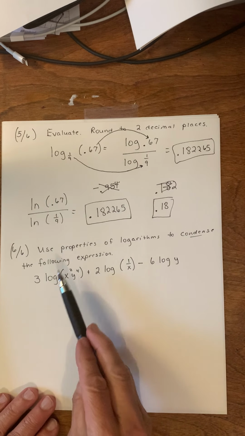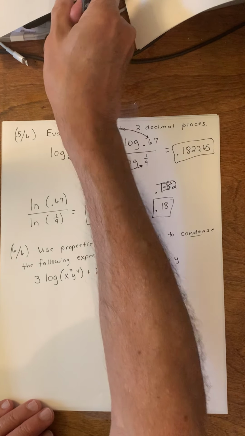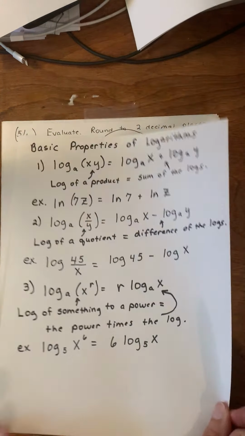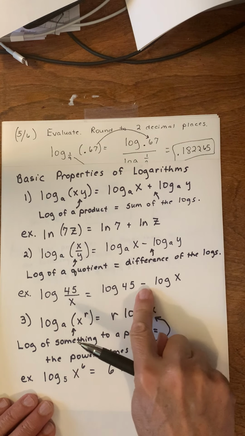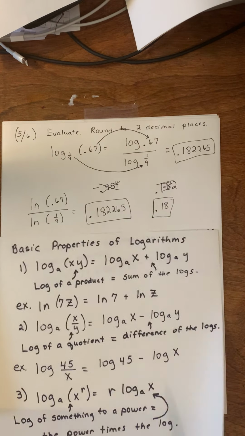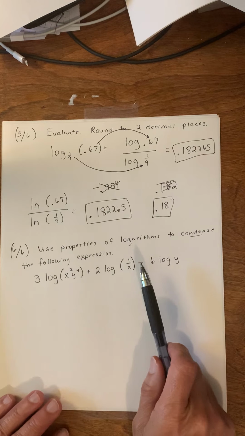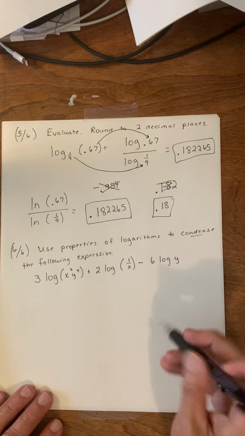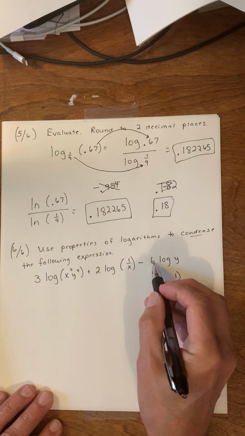All right, last one. Use properties of logarithms to condense. That means I'm going to be going from right to left, from a sum to a product, from a difference to a quotient, from a coefficient to an exponent, something like that. All right, first thing we said, let's deal with our coefficients, 3, 2, and 6.